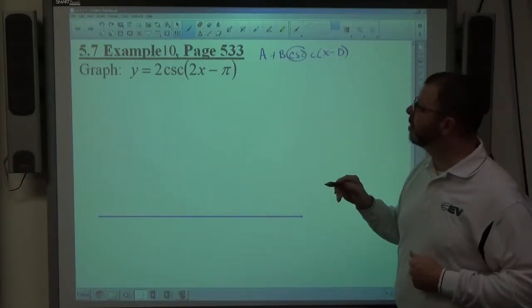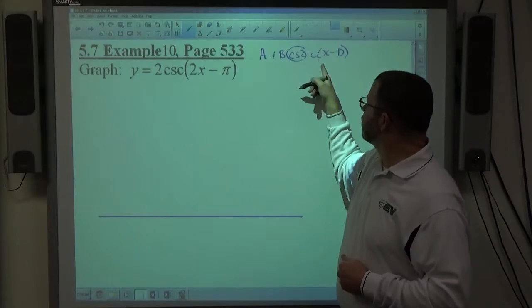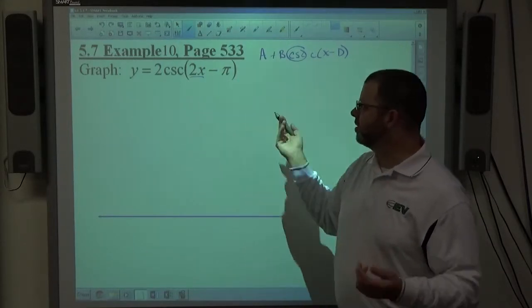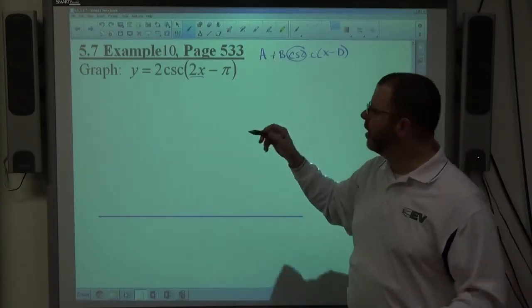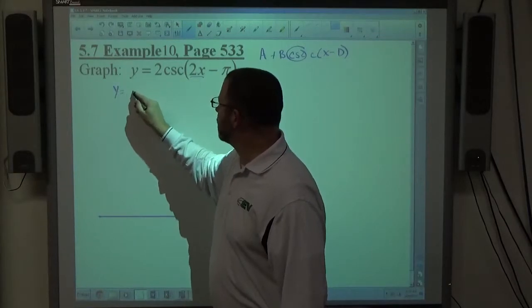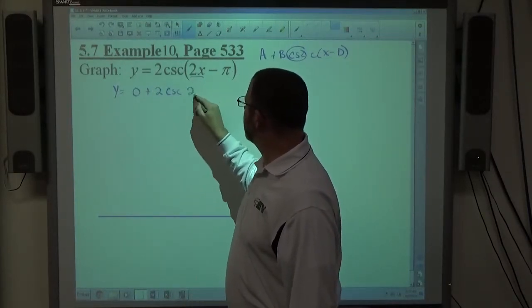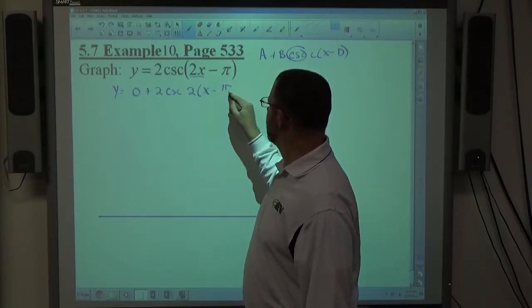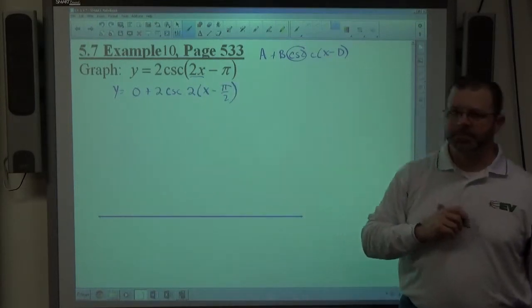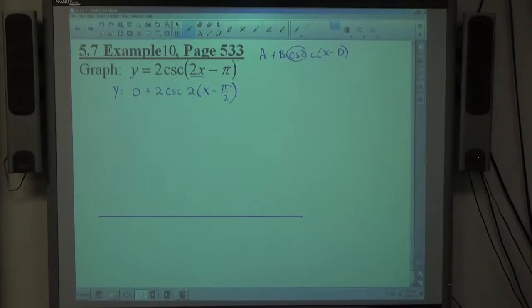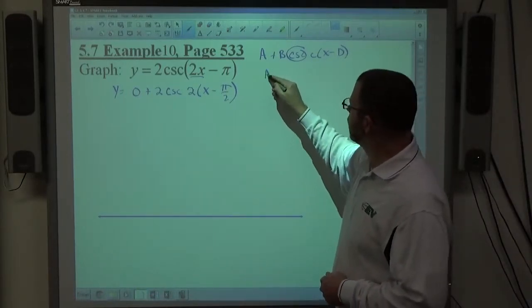establish these values. This is not in that structure yet because there's a number in front of x, and again there's no a value, so if I start off going y equals 0 plus 2 cosecant, I'm going to factor out that 2, and that gets me to here. And I can see that a is equal to 0, b is equal to 2.